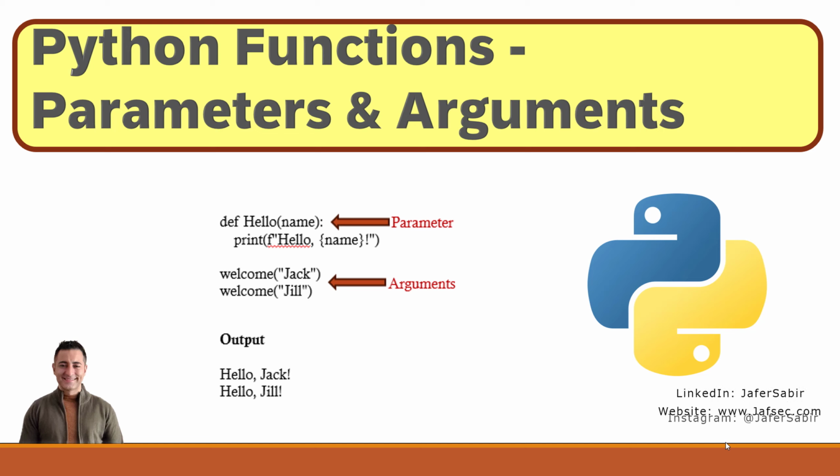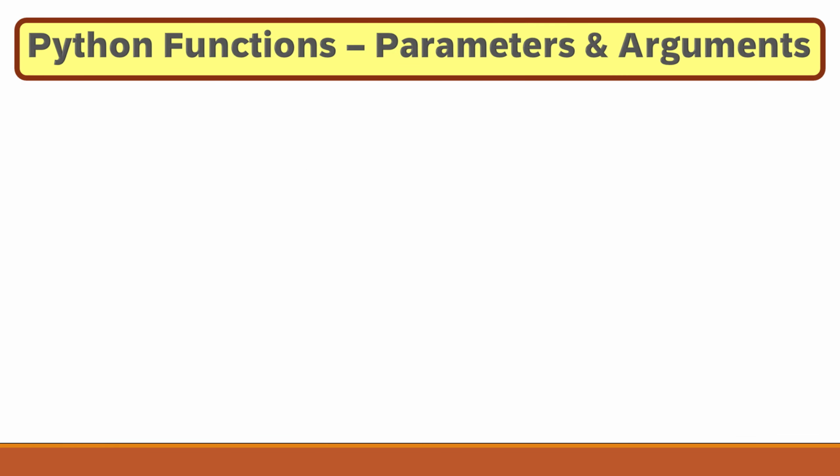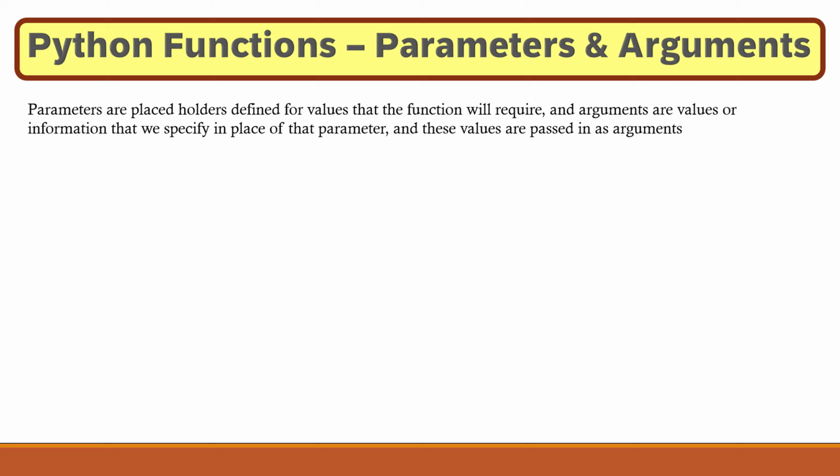In this video we are going to take a look at parameters and arguments and how they are used as part of Python functions. Let's have a brief look at what parameters and arguments are. Parameters are placeholders defined for values that the function will require, and arguments are values or information that we specify in place of that parameter, and these values are passed in as arguments.